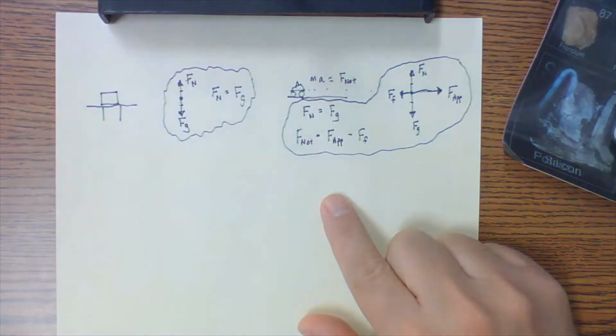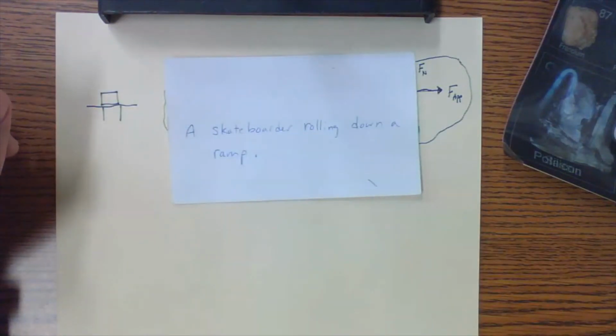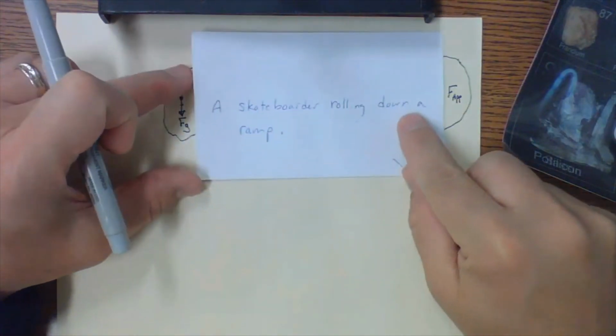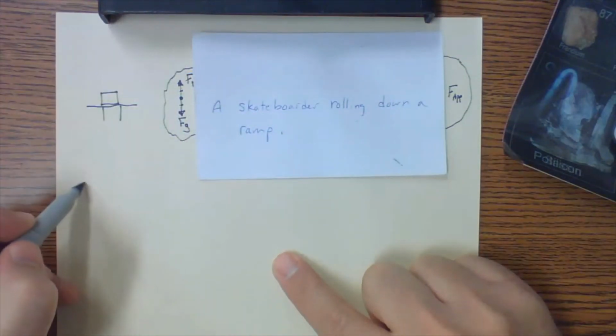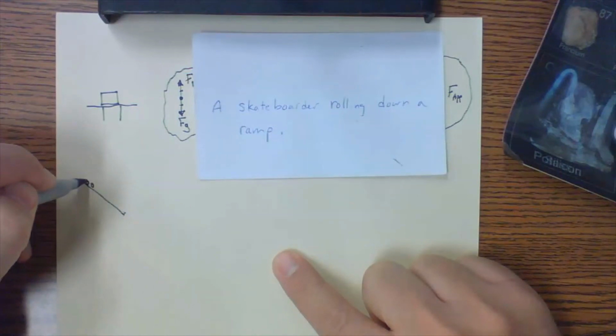Okay? Let's look at another one, and we'll talk about something maybe on an angle. Okay? So here we've got a skateboarder that's rolling down a ramp. Okay, so I'm going to go ahead and we're going to start with my little bit of a picture. So here's my ramp. Okay, here's my skateboarder.